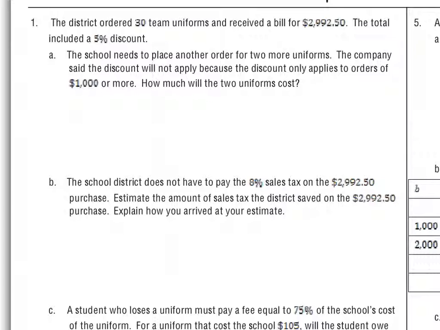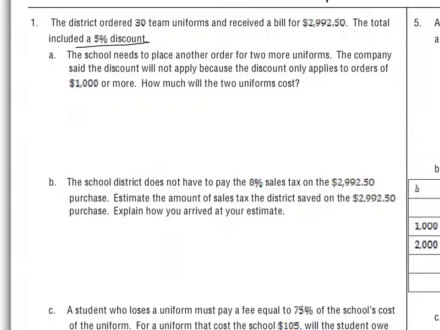The district ordered 30 team uniforms and received a bill of $2,920.50. The total included a 5% discount. So the 5% discount has already been taken off. So the school needs to place another order for 2 more uniforms. The company said that the discount will not apply because the discount only applies to orders of $1,000 or more. How much will the 2 uniforms cost?